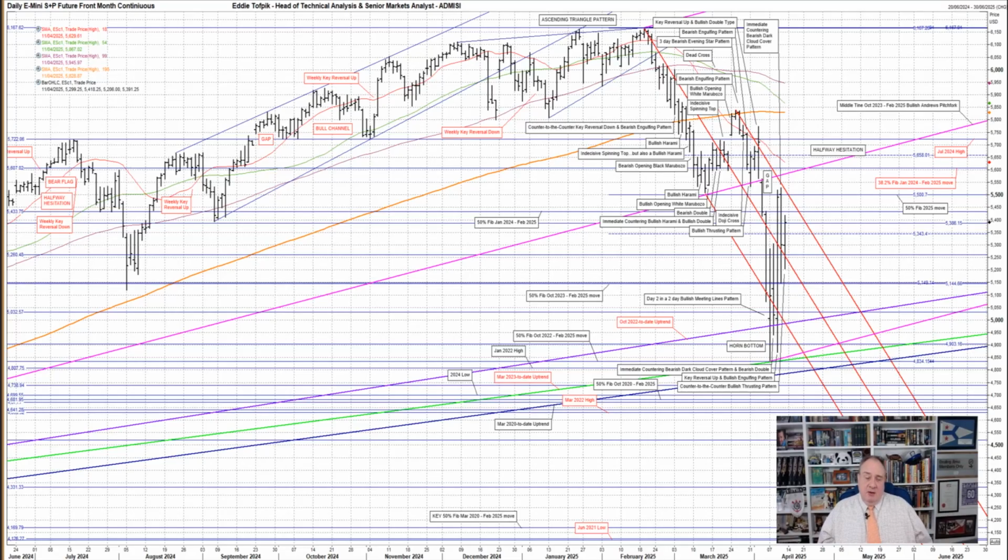I believe that sums up the technical picture, both in the immediate times and in the longer term picture.